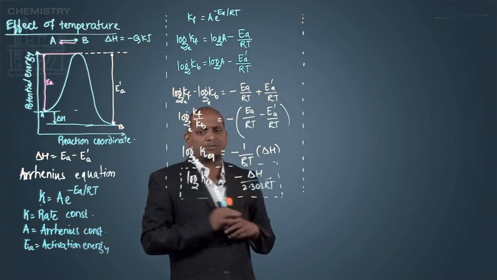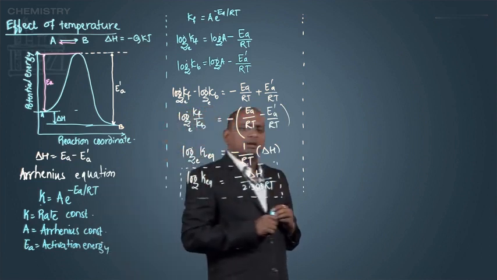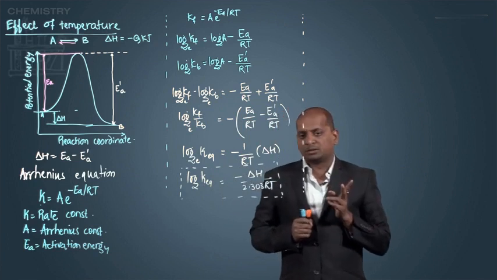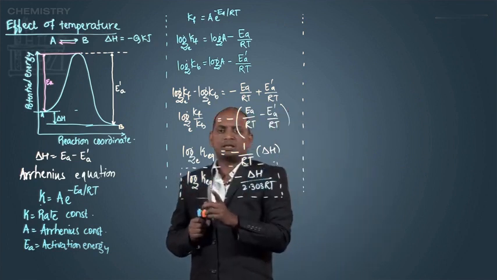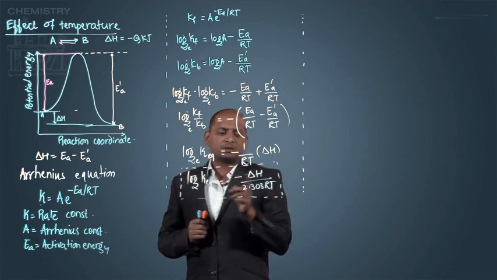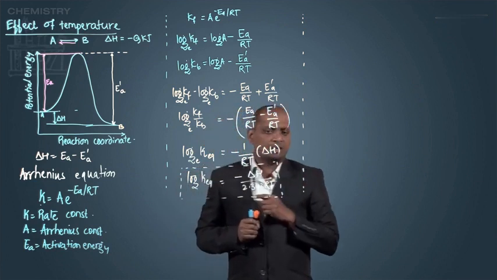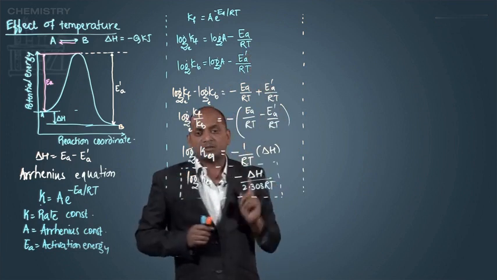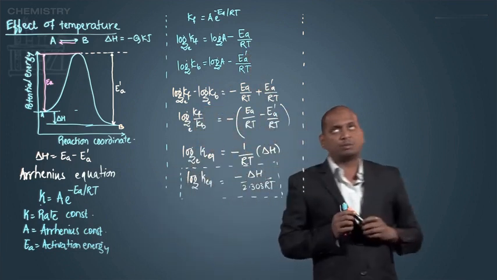Similar kinds of problems will be there in chemical kinetics, but there we are using the rate constant. So you have to mind that difference. Here, whenever there is an equilibrium constant, delta H will be there, and whenever there is a rate constant, activation energy will be there. So that thing you have to remember.